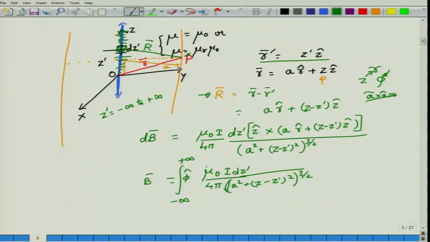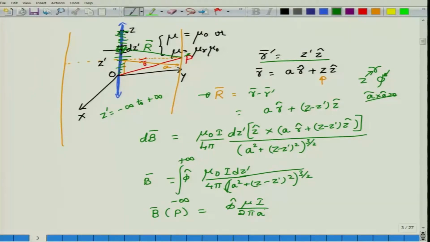Since this is not a class on integration, I will leave this integration as an exercise for you to take up whenever you are free. So instead, I will say the magnetic vector potential at the point P, which is at a cylindrical radius of A, is given by phi hat mu I by 2 pi A.